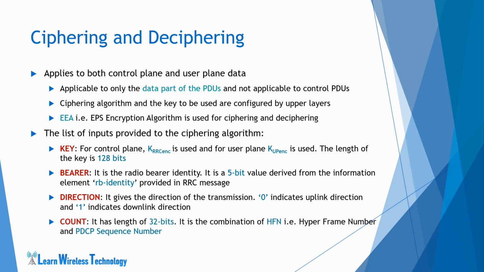Count. It is a 32 bits length. It is the combination of HFN, that is hyperframe number, and PDCP sequence number. The length of the PDCP sequence number is configured by upper layer. For each radio bearer, a count value is maintained for each direction. Length. It is the length of the key stream block.